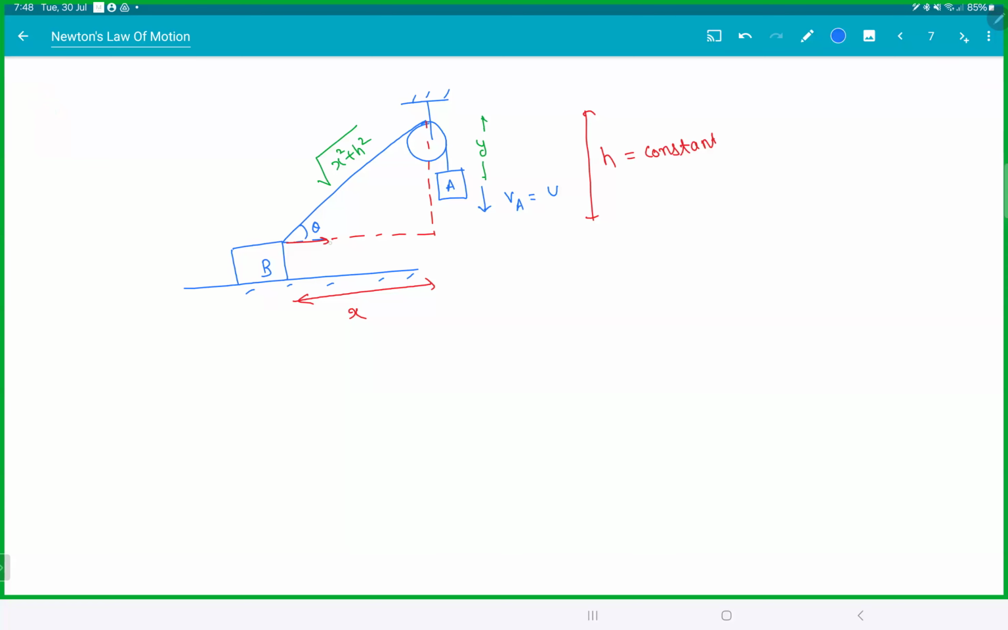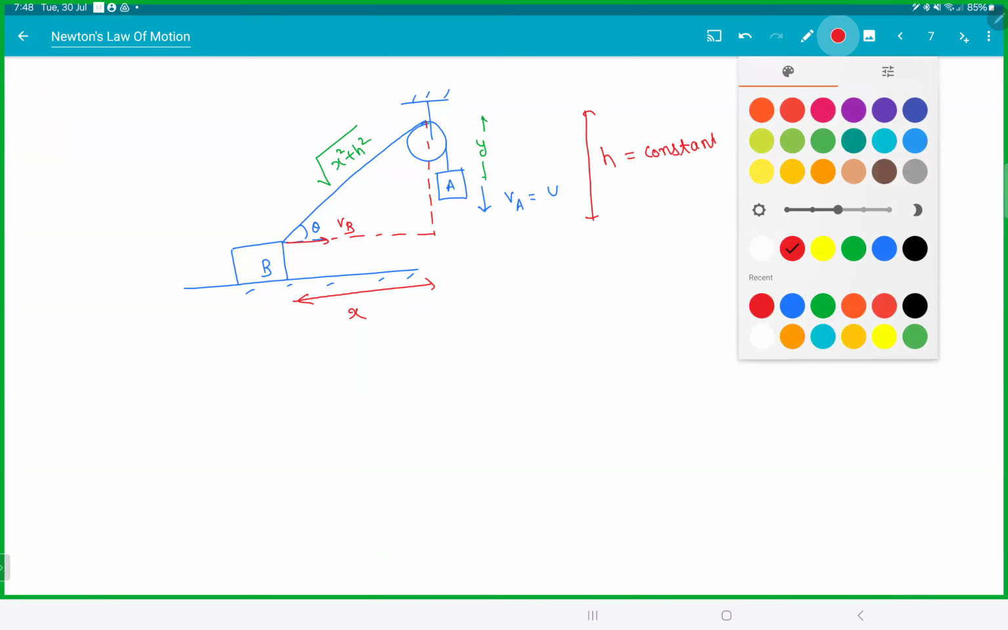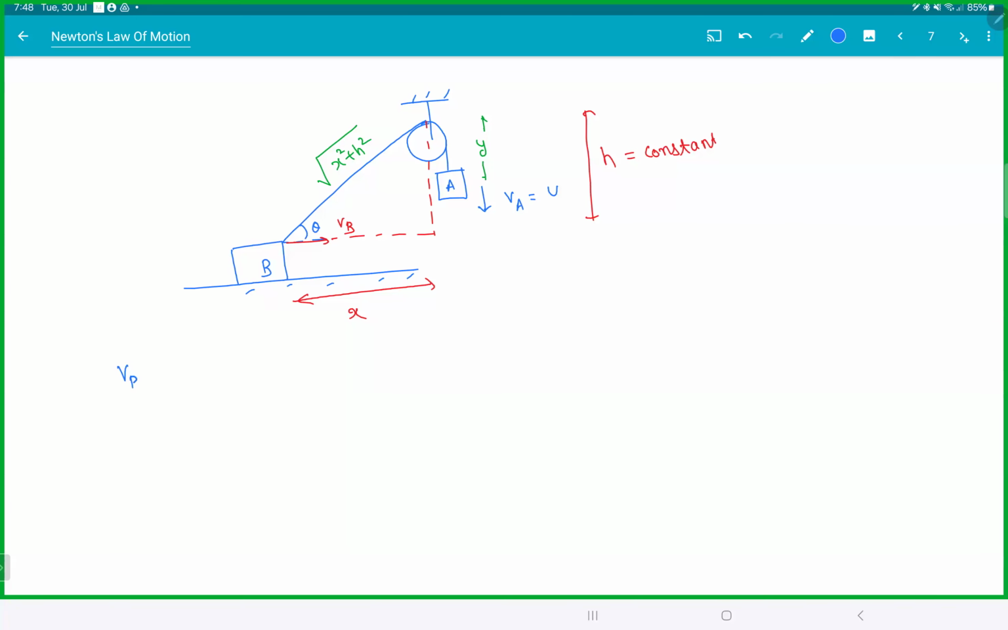Now, a few things here. When this guy is going to the right, Vb is minus dx by dt, since x is decreasing. We have seen this: whenever x is decreasing, dx is negative. Technically, we should take this. So x is decreasing, it is minus dx by dt. And second thing, we can see from there cos theta is adjacent side x by root over x square plus h square. Great.